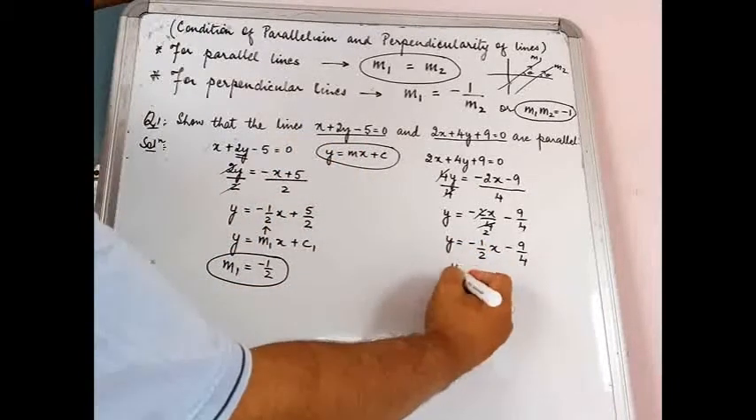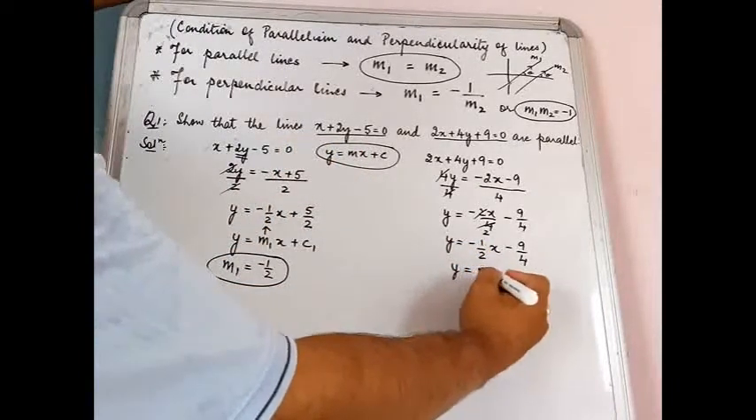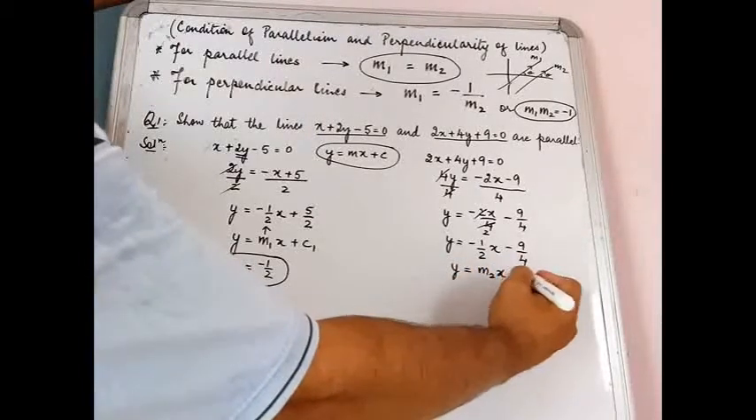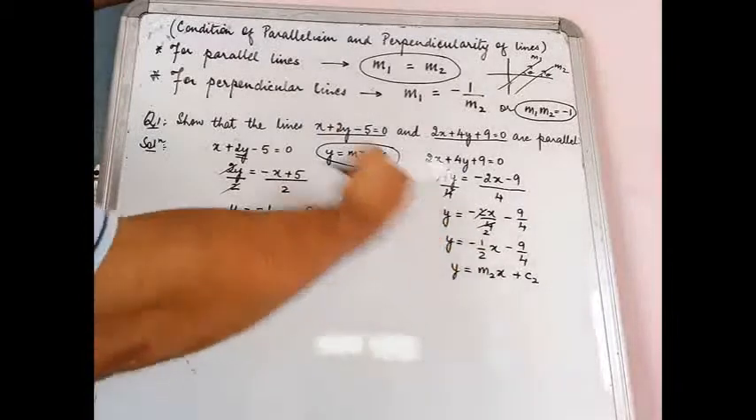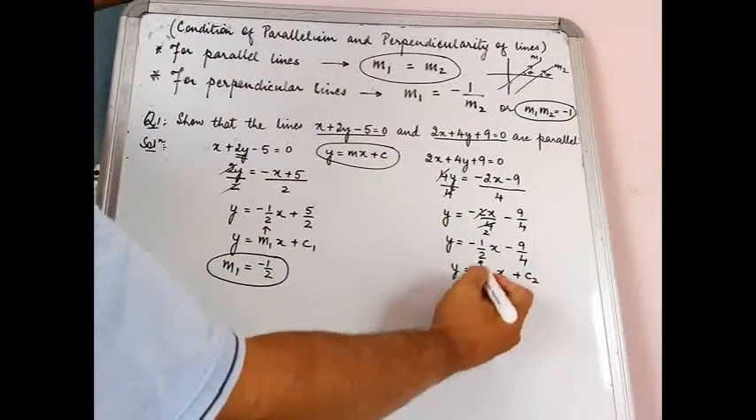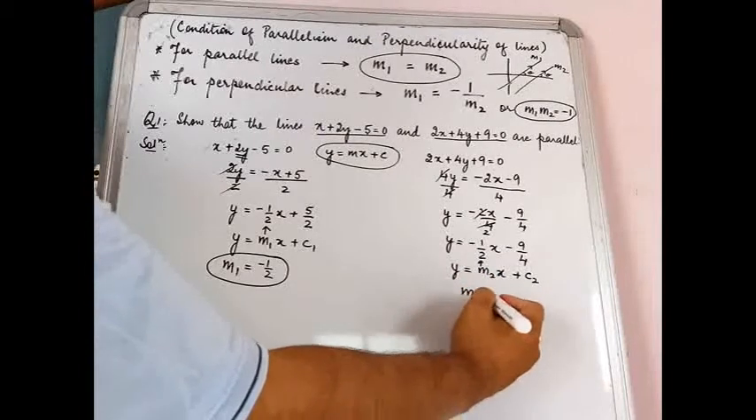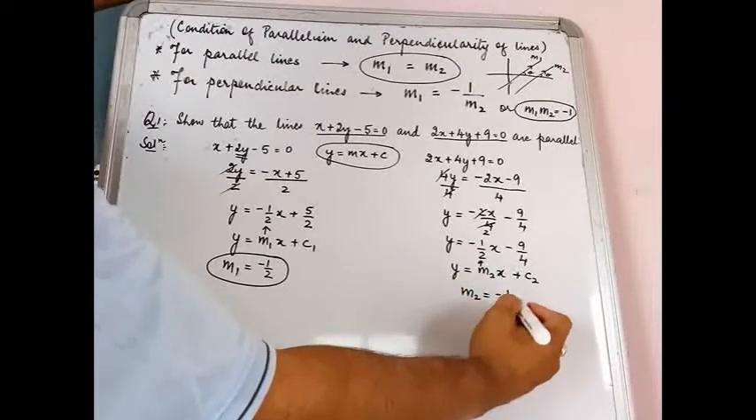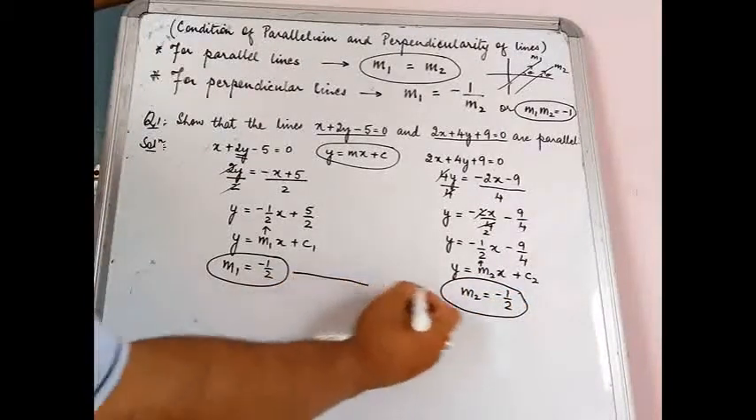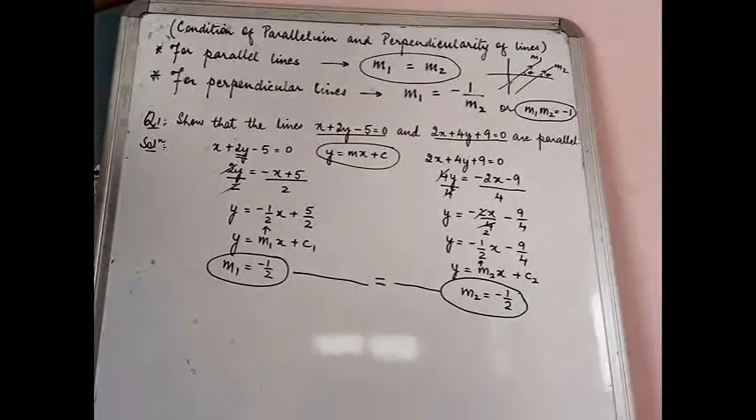So now again I will write y is equal to, this time I will use the symbol m2x plus c2, because this is for the second line that we are talking about. Now when you compare again, you will see that your m2 is also coming out to be minus 1 by 2. So you see this slope and this slope, they are equal.